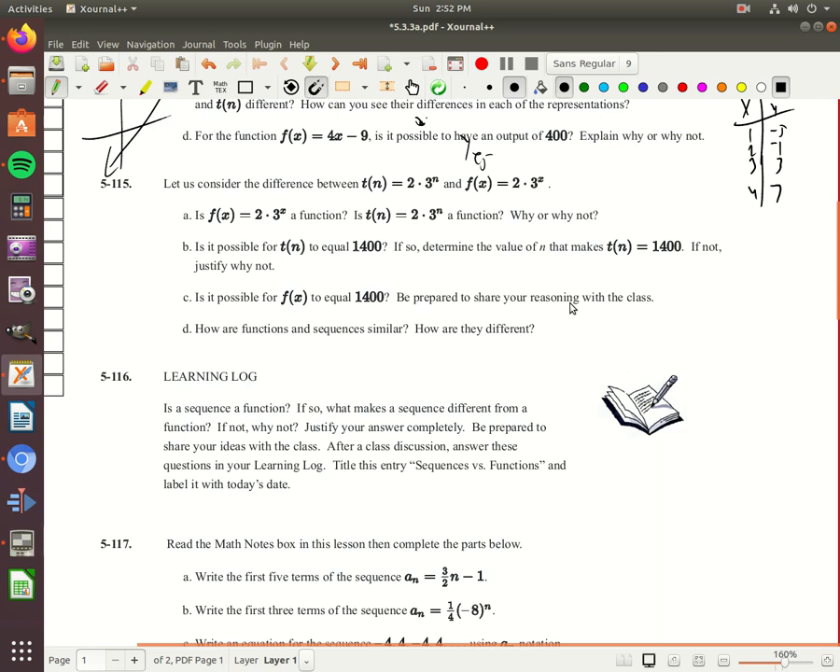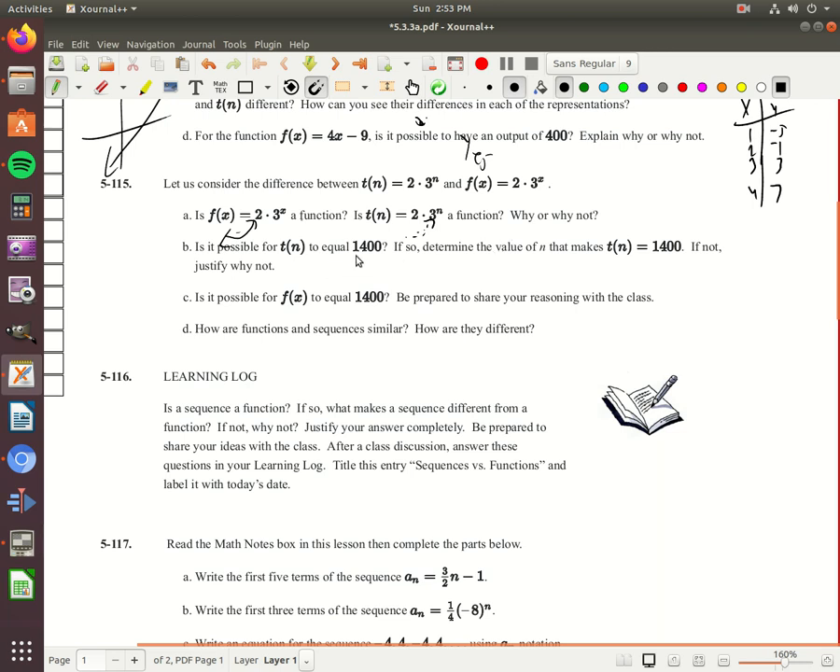Let us consider the difference between t of n equals 2 times 3 to the n and f of x equals 2 times 3 to the x. Is this a function? Yes, it's a function. Is this a function? Yes, it's a function. Why or why not? One input is one output. But again, this implies it's a function that is continuous. This implies it is a sequence that is discrete. So we have that subtle difference. But they are both functions because they both have one output for one input.